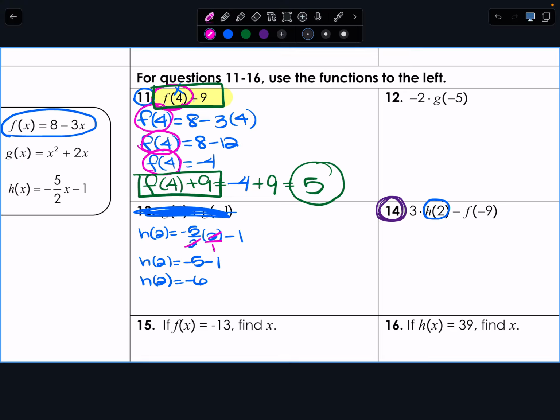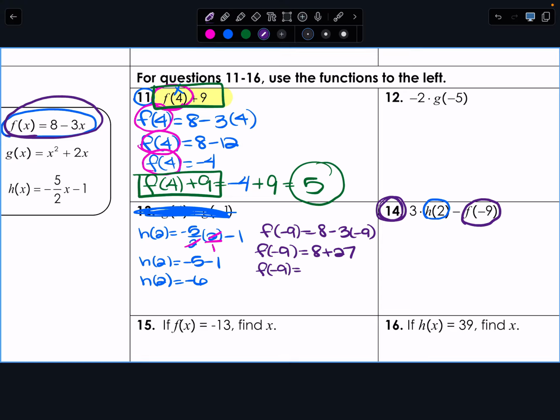My other piece with my function notation is the fact that I have to find f of negative 9. So over here off to the side, I'm going to find f of negative 9. I use my f equation, not my h equation, but my f equation. And I have 8 minus 3 times a negative 9. So f of negative 9 is 8 plus 27. So f of negative 9 is equal to 35. Now I got all my little function pieces together.